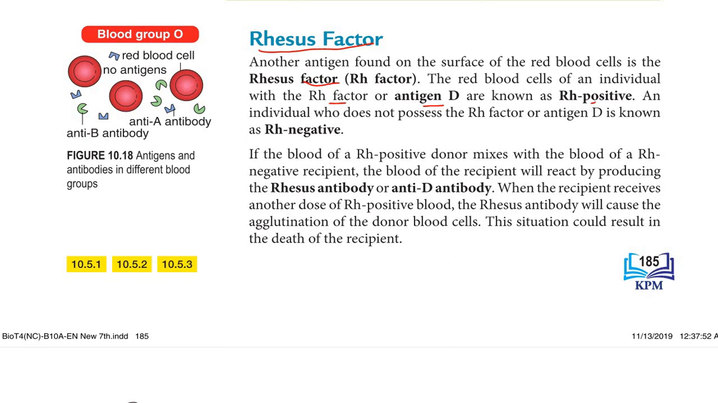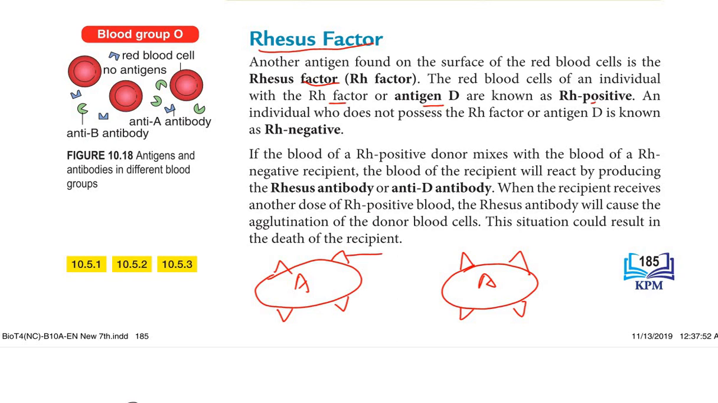So let's say we take blood group A. So A has A antigen, right? So we take two blood group A. Okay, A antigen. So these are A antigen, antigen A. Okay, for actually this there is another antigen that can be found on the surface of the blood cell, known as antigen D or Rh factor. Okay, so this is antigen D.